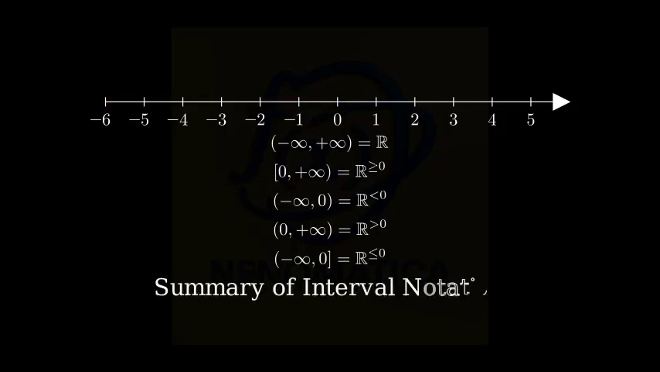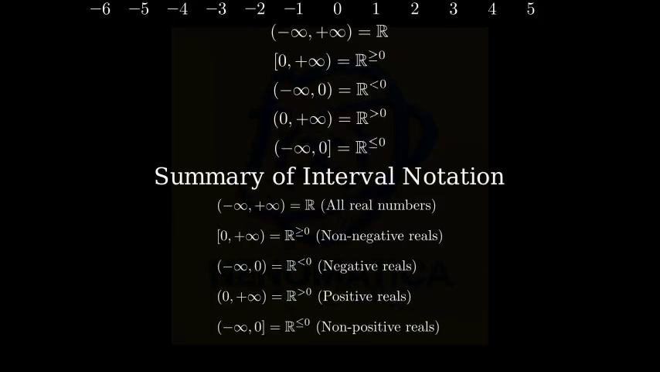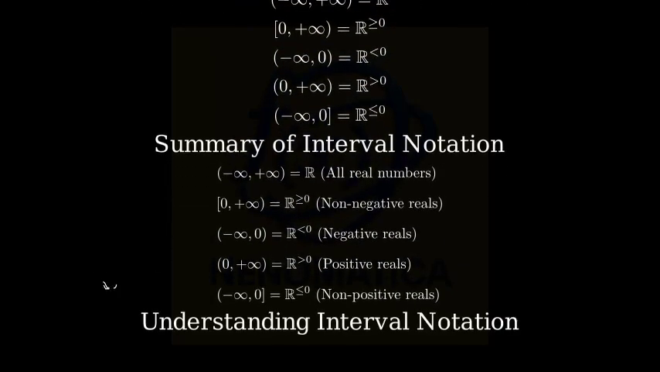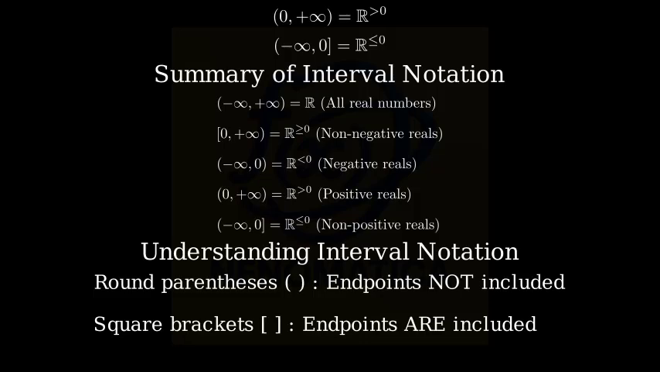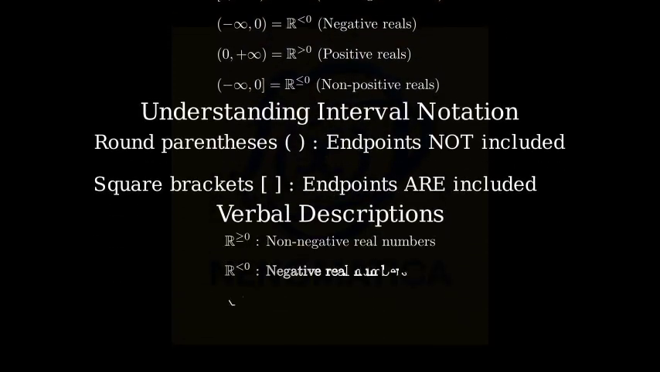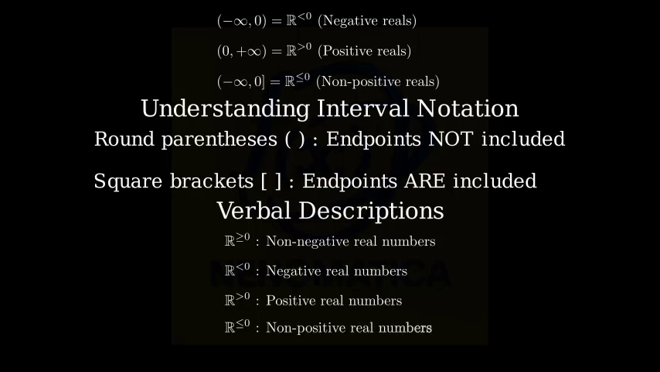Let's summarize what we've learned about these special intervals in the real number system. Now, let's understand the notation in detail. Round parentheses like these indicate that the endpoints are not included in the interval. Square brackets like these indicate that the endpoints are included in the interval. Let's also understand how to verbally describe these sets. Understanding interval notation is essential for many areas of mathematics, including calculus, analysis, and solving inequalities. Remember that parentheses exclude endpoints, while brackets include them, and specific superscripts on the R symbol help us quickly identify which subset of real numbers we're working with.